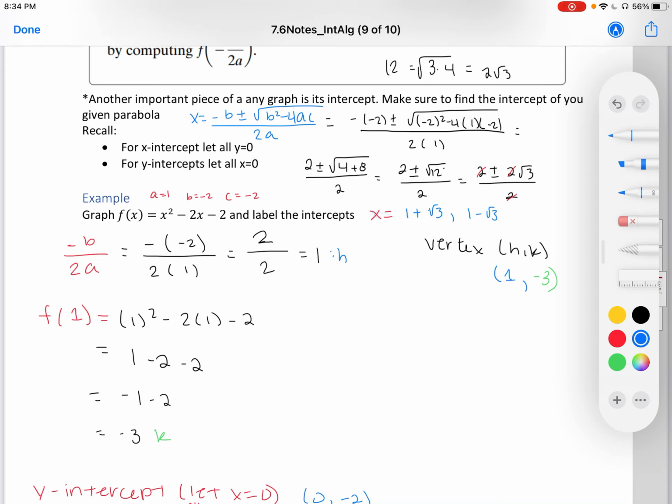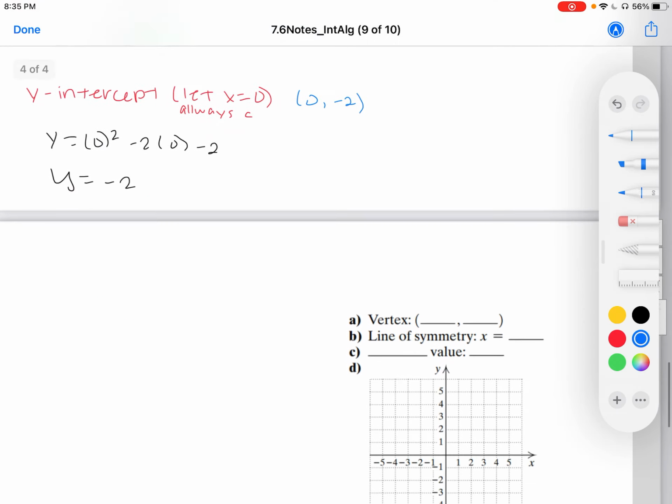So that gives us, we need to find that out. So we have to use our calculator. The square root of 3 plus 1, we get 3.7. 1 minus the square root of 3, we get negative 0.7. And those are x-intercepts.